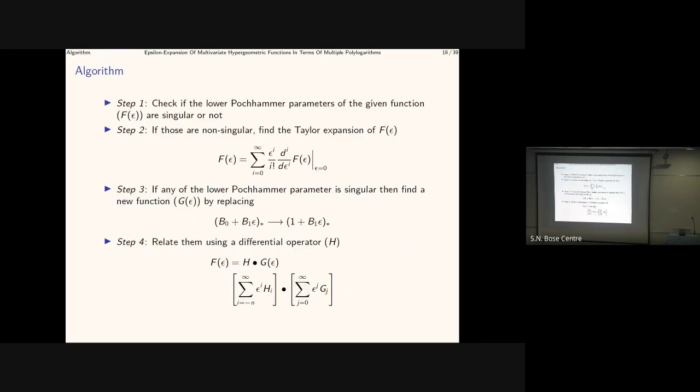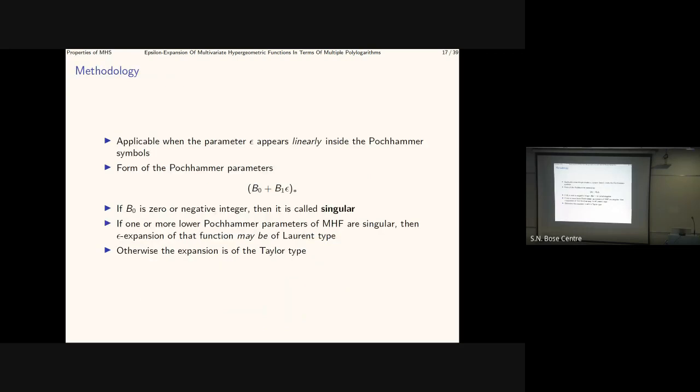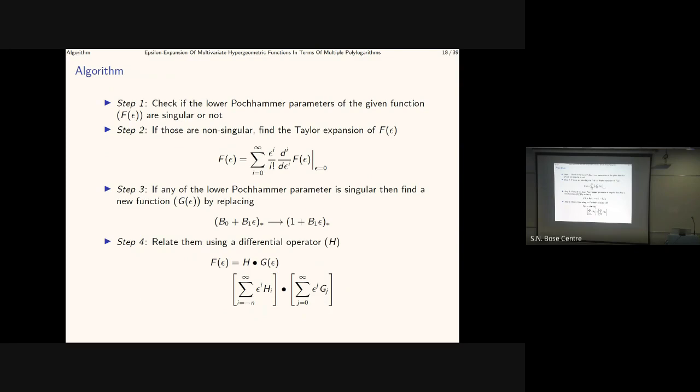Now here come the steps of the algorithm. At first step, we check if the lower Pochhammer parameters of the given function are singular or not by noticing whether this parameter b0 is 0 or a negative integer. If it is non-singular, that means it can be expanded in Taylor series by taking successive derivatives and then putting epsilon goes to 0 at the end.